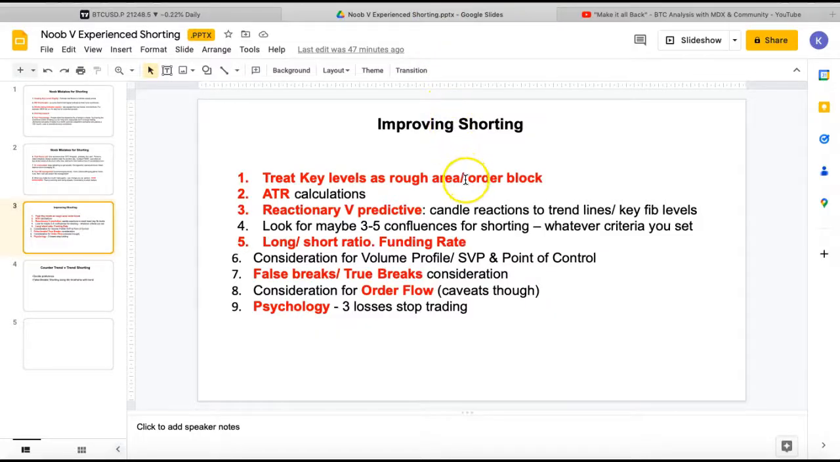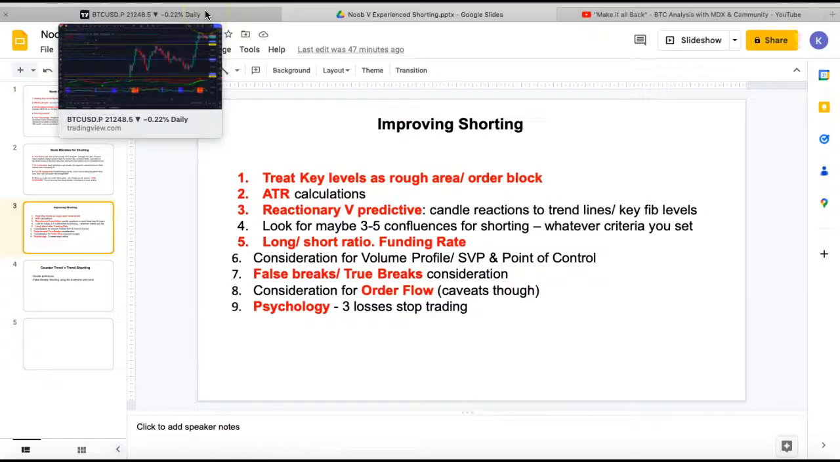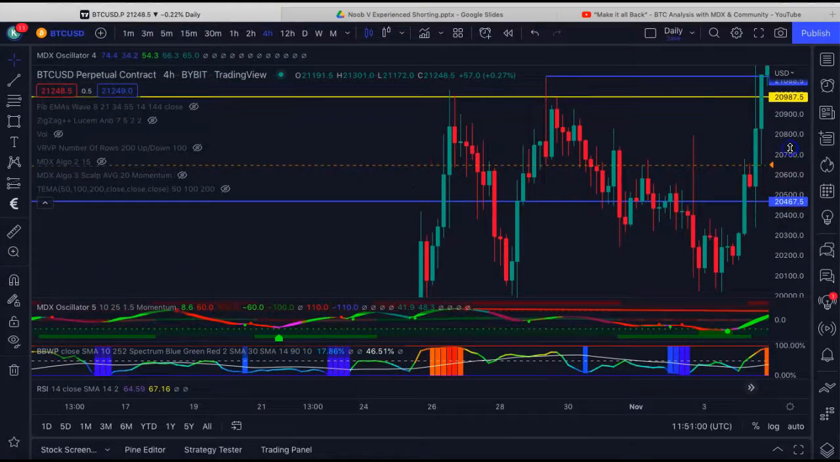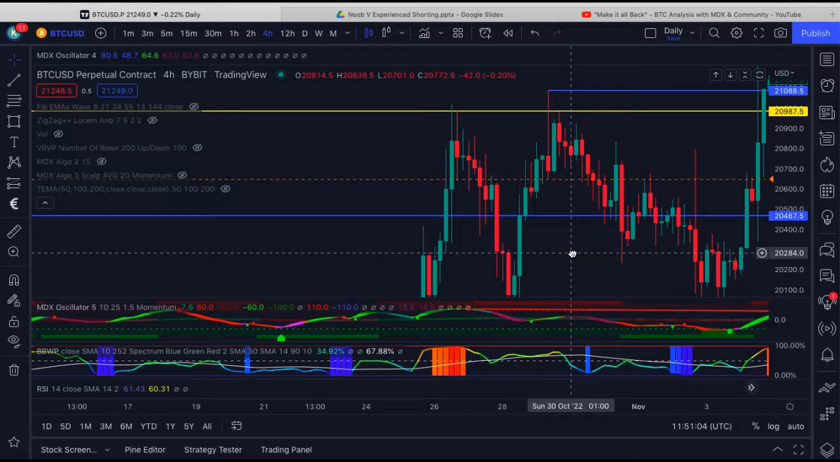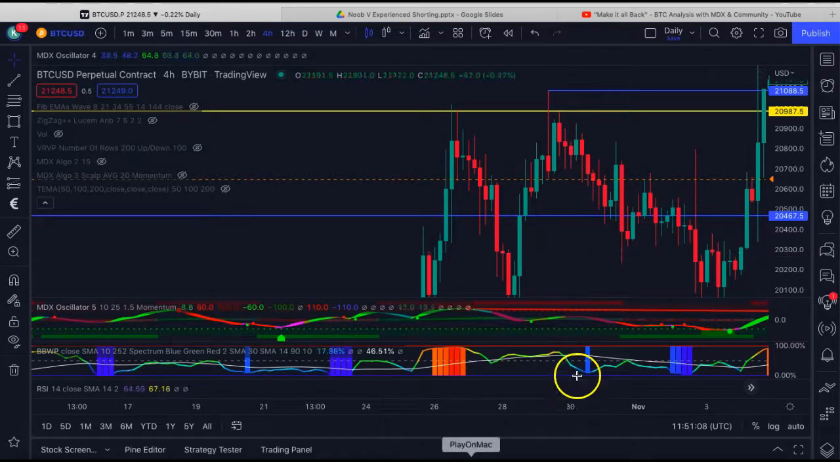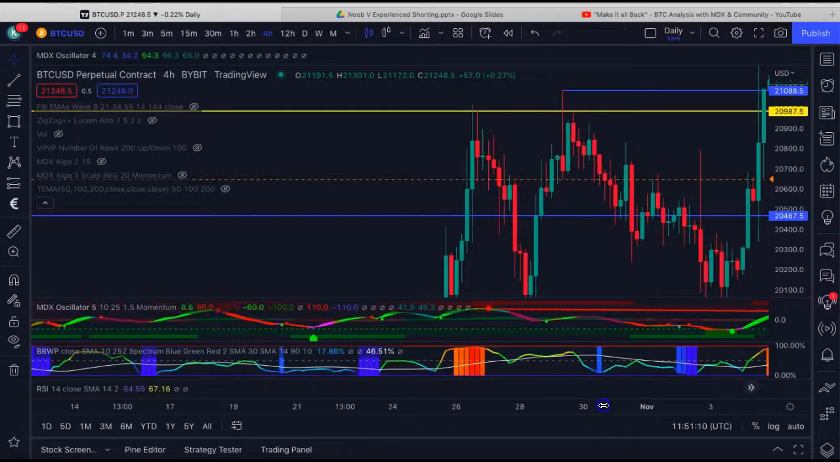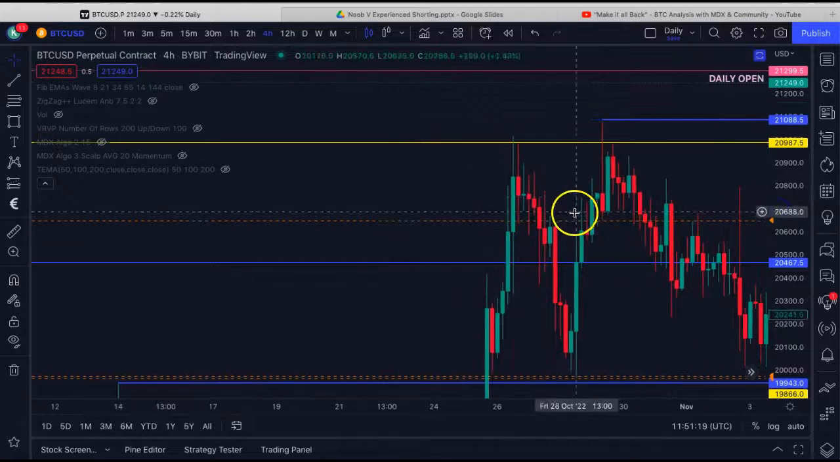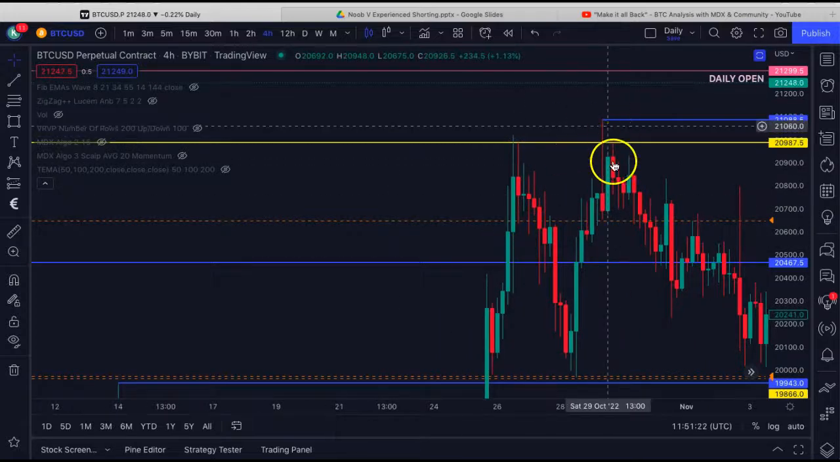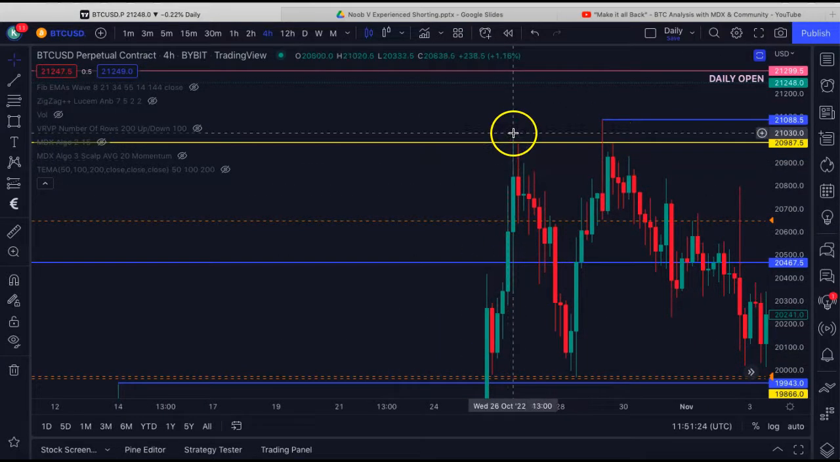Next point I want to talk about is people don't consider the false breaks and true breaks. There are different types of false breaks for shorting you need to consider as well. There's a complex false break, there's a simple false break. It takes experience to master that, but it's probably beyond the scope of this video. But in this case, this was a false break to me. And this is why I shorted here actually. Because we had this huge run up, right?